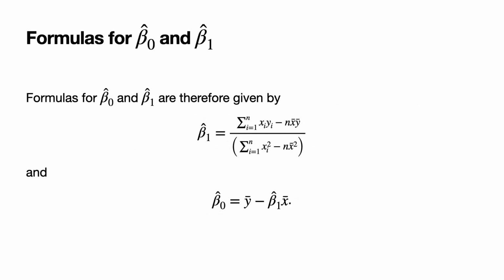So the formulas for beta 0 hat and beta 1 hat are given by the following. And just note that procedurally we would first calculate beta 1 hat because it's expressed exclusively in terms of the summary statistics for the data. And then once we have beta 1 hat, we can then calculate beta 0 hat.